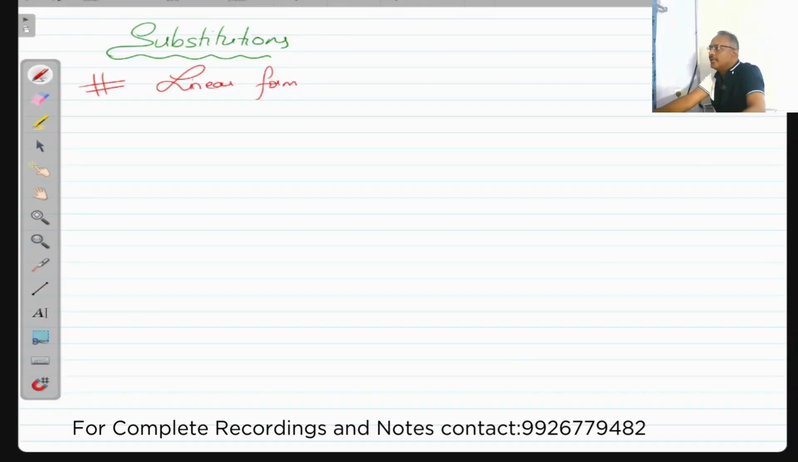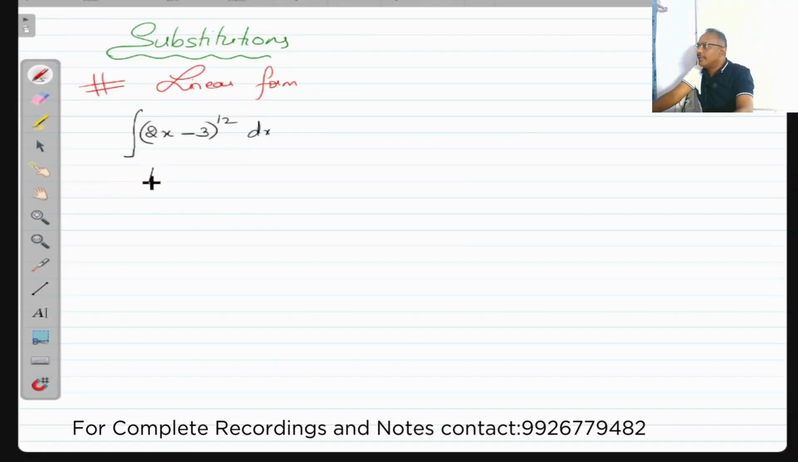What does this mean? See, children, if you were asked to integrate say 2x minus 3 whole square, you would do one thing, a minus b whole square, and open the bracket. But if you have power 12, you don't have the courage to open it. Now if you can't open it, there is one method. The method says you take this 2x minus 3 as something else, substitute it as t.